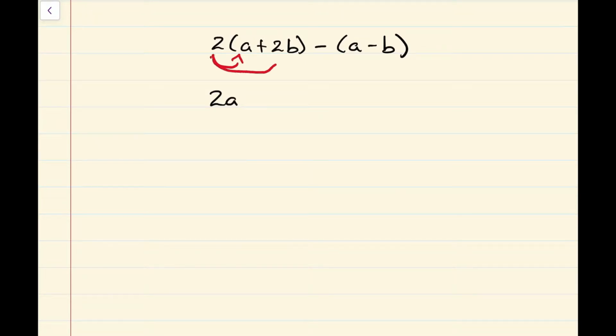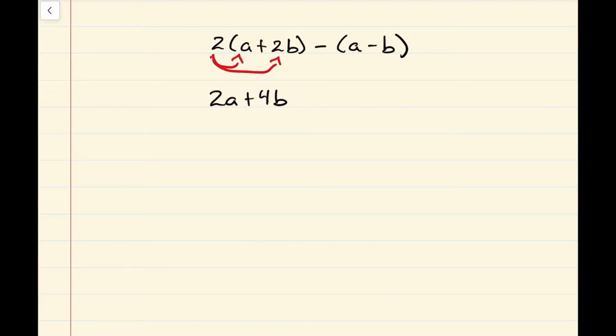Okay guys, let's get the next question. It is going to be 2 into a plus 2b subtracted by a minus b. Okay, let's go ahead. Remove the first bracket. 2 times a is 2a. 2 times 2b is just 4b. The first bracket is gone. Let's remove the second bracket.